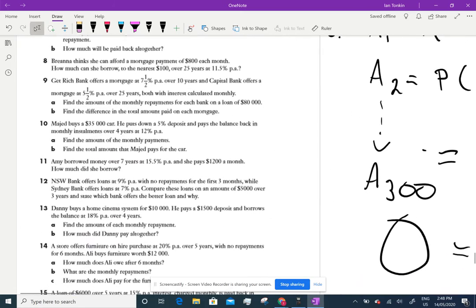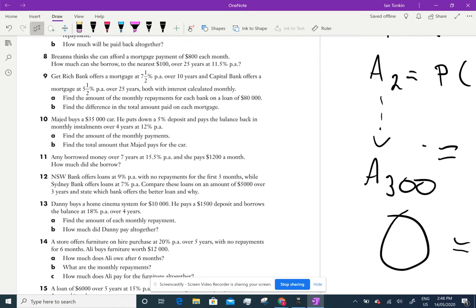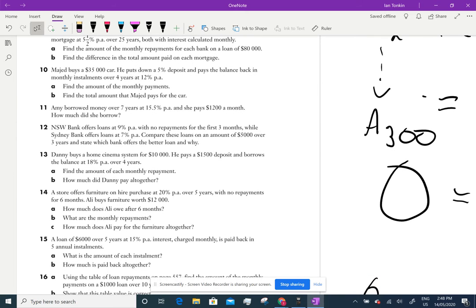Let's have a look at the other ones you have to do. So I'm just going to the website on my other computer. So 7 and 8, 11. 11, right, Amy borrowed money. How much did she borrow? Well, that's exactly the same as the one I've just done. Although this time it's 7 years, 15%, it's $1,200 a month. So this person can pay back more, but it's only over 7 years, so won't be able to borrow that much.